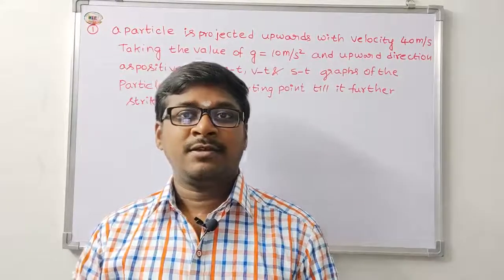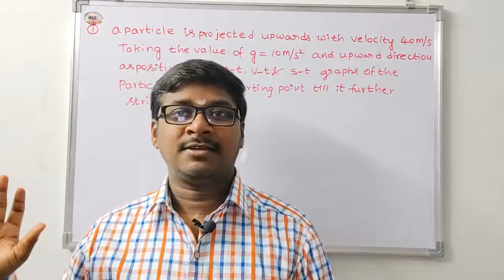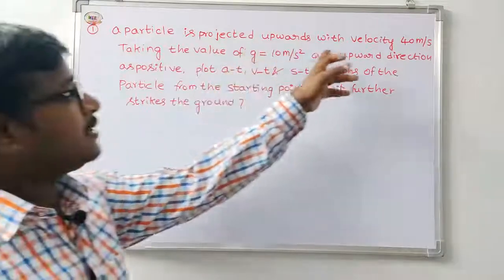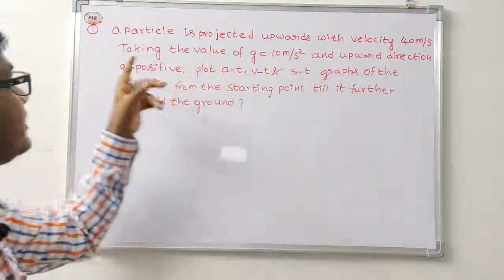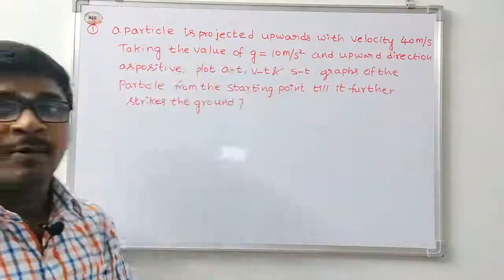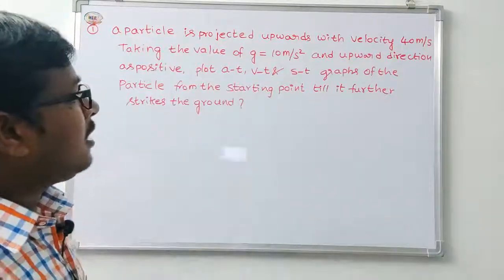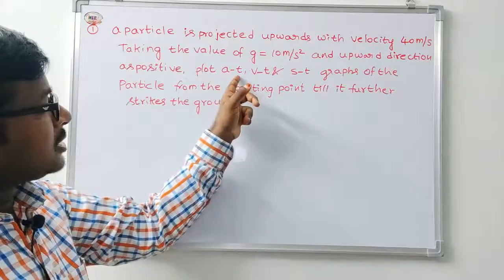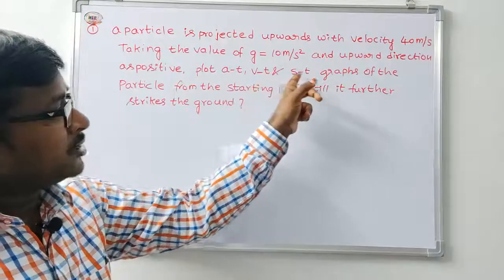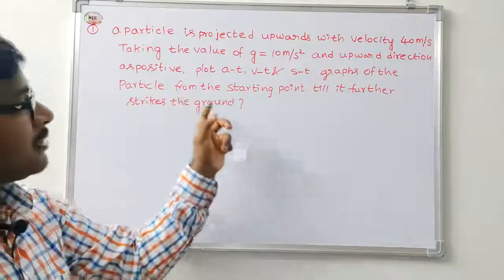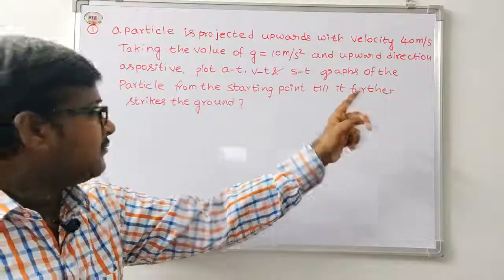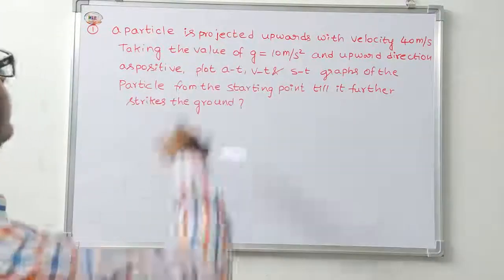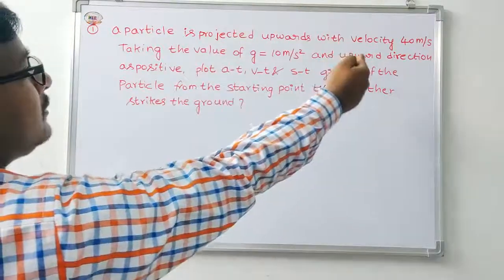So our today topic, the different problems based on the graph. The first problem, students: a particle is projected upwards with velocity 40 meter per second, taking the value of g equal to 10 meter per second square and upward direction as positive. Plot acceleration time graph, velocity time graph and position time graph of the particle from the starting point till it further strikes the ground.